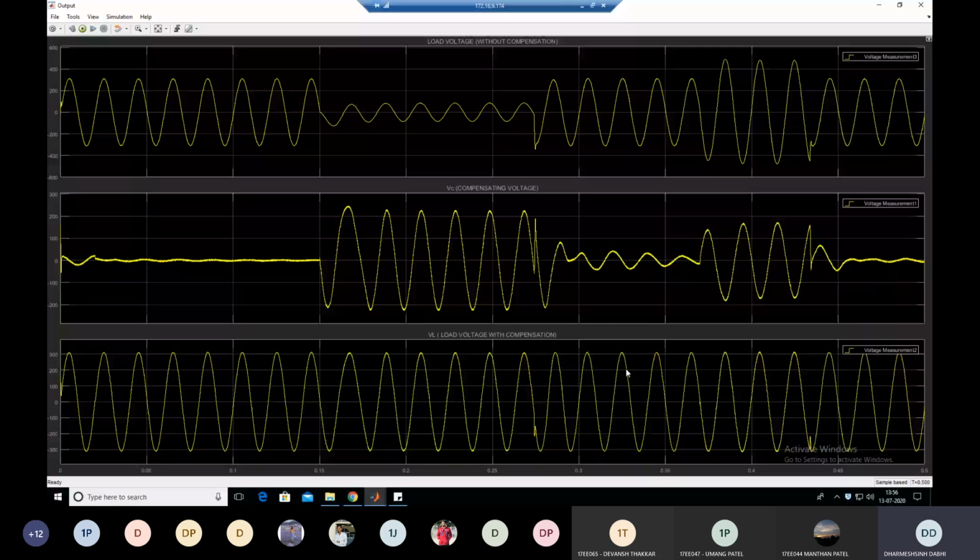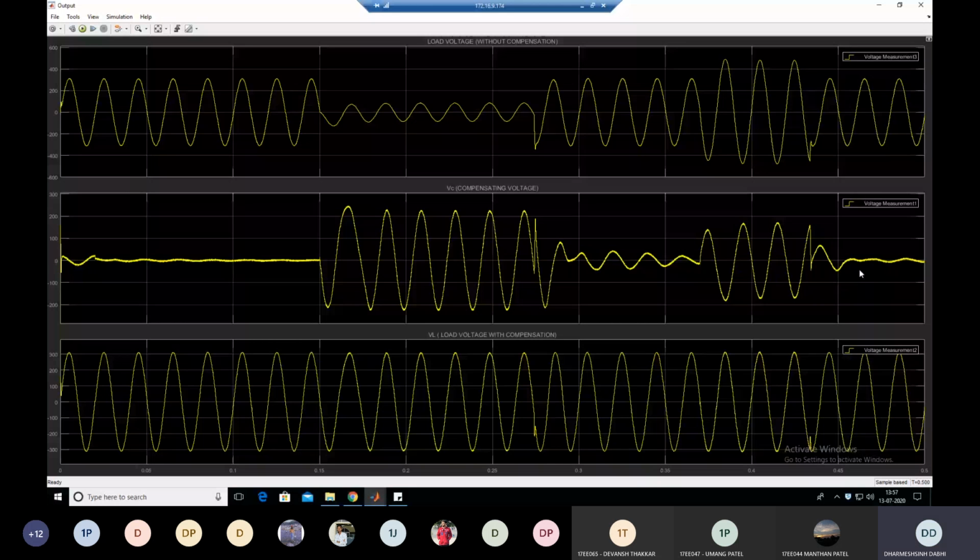So throughout this time, during voltage sag condition or voltage swell condition, there is no variation in the load voltage, because we provide the compensation by using this compensator. This second waveform is nothing but the compensating voltage provided by this DVR. Clear? So after 0.43 second, what will happen? Again, your system or load voltage becomes normal.